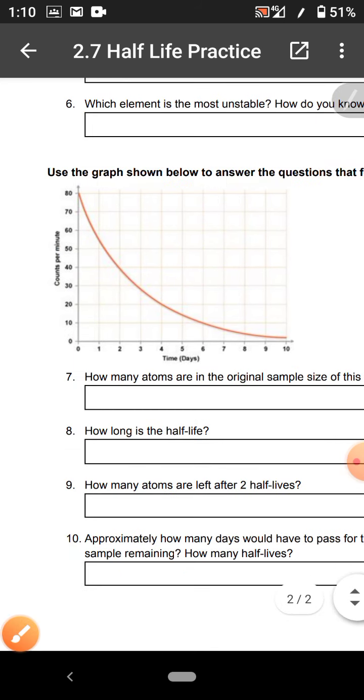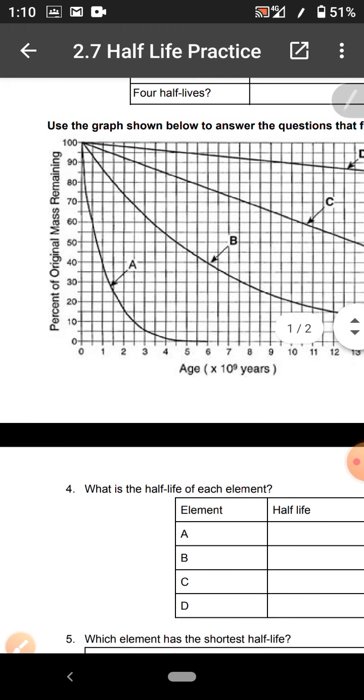You can use the same thing to figure out the answers to that question.